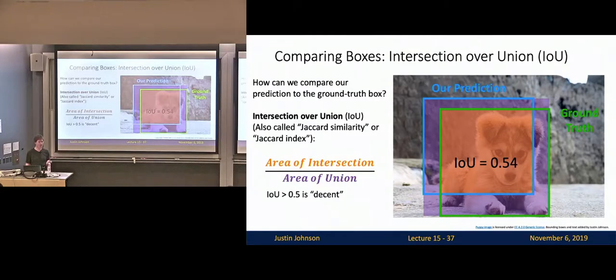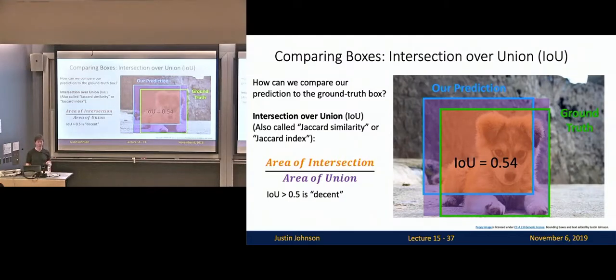This will always be a number between 0 and 1. If the two boxes coincide perfectly, then the intersection is equal to the union, so this ratio is 1. And if the two boxes are completely disjoint and don't overlap at all, then their intersection will be 0 and their union will be non-zero, so this gives a ratio of 0. So this intersection over union is always a number between 0 and 1, where higher numbers mean a better match between the two bounding boxes.